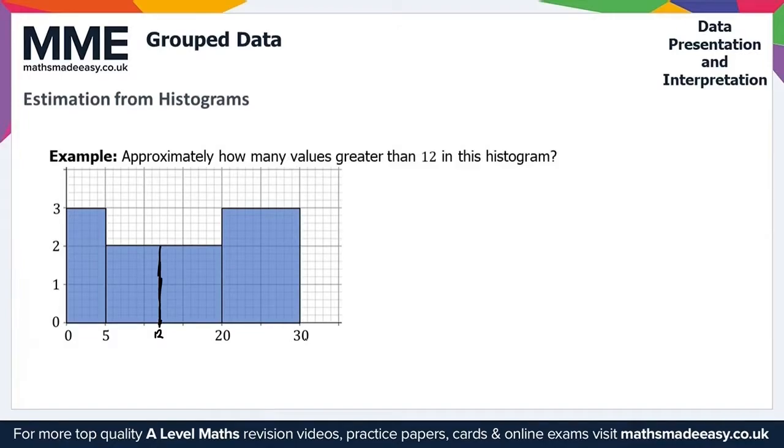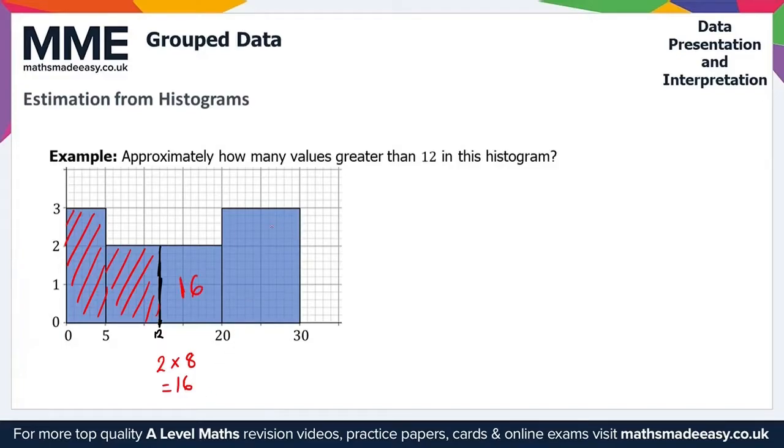If we split this into two different parts, and I change my pen colour to red, and shade the part on the right, we can see we're looking for everything here. Now, this second block extends from 12 to 20, and the next from 20 to 30. The second block extends from 12 to 20 with a height of 2. So we have a frequency of 2 times 8, which gives us 16.